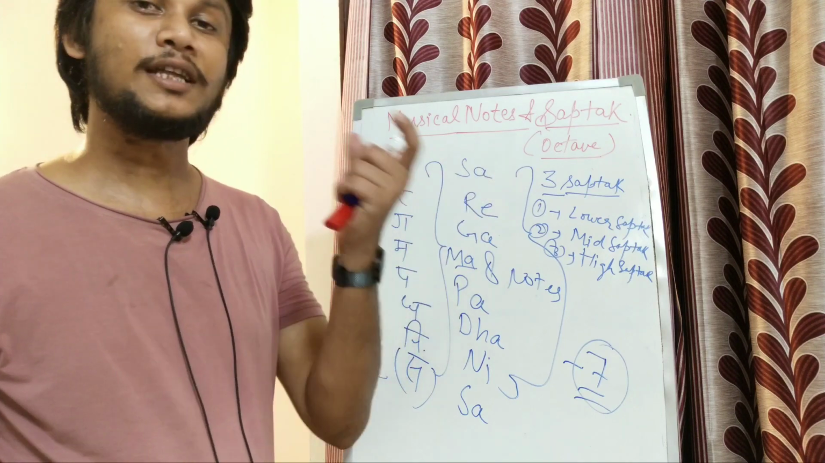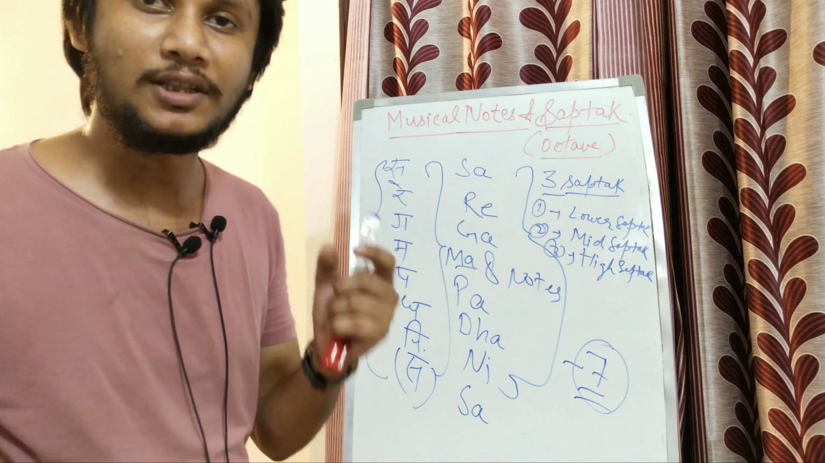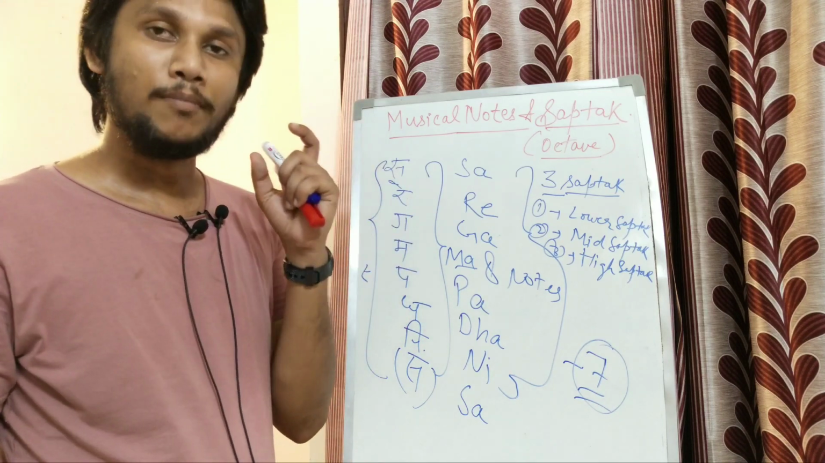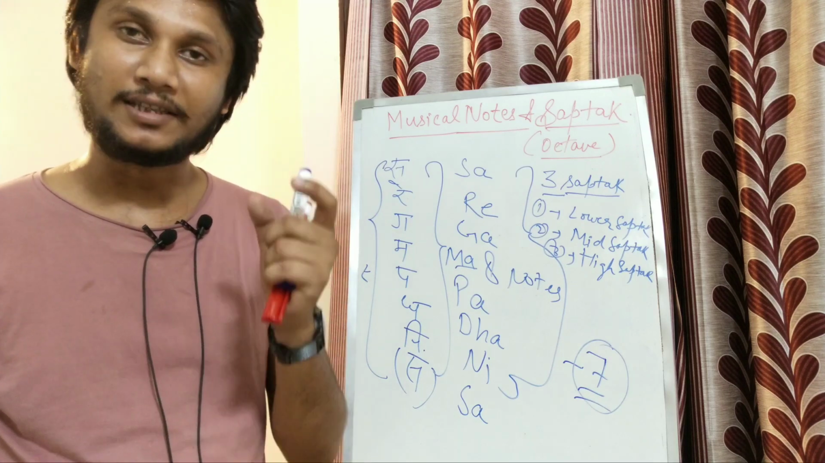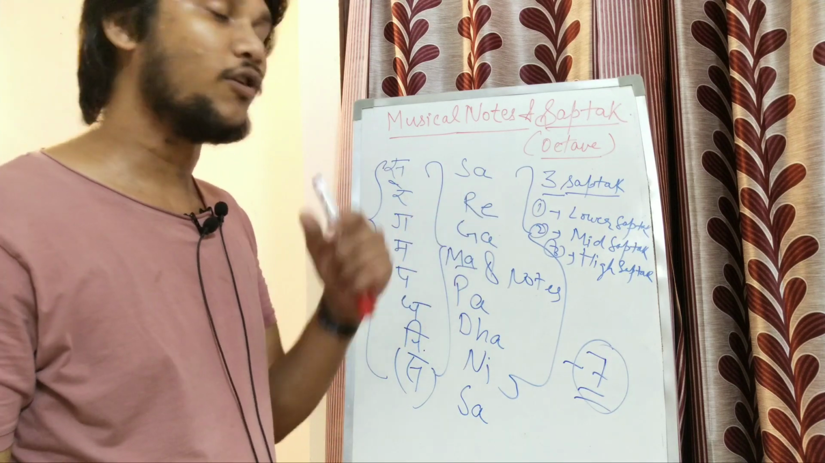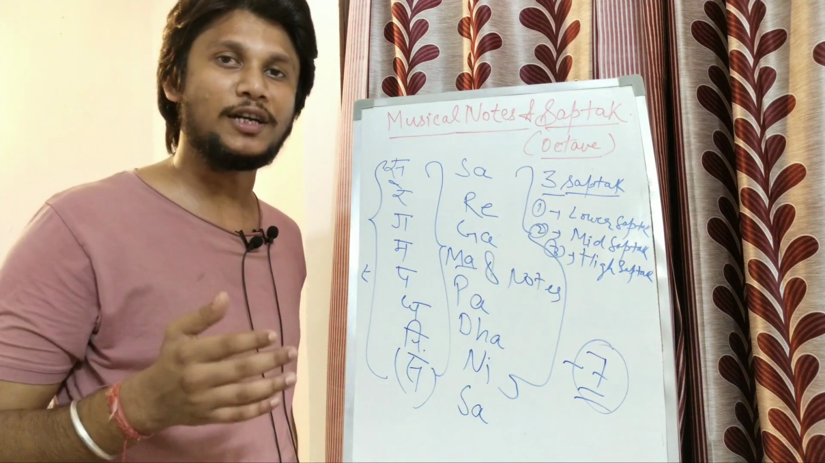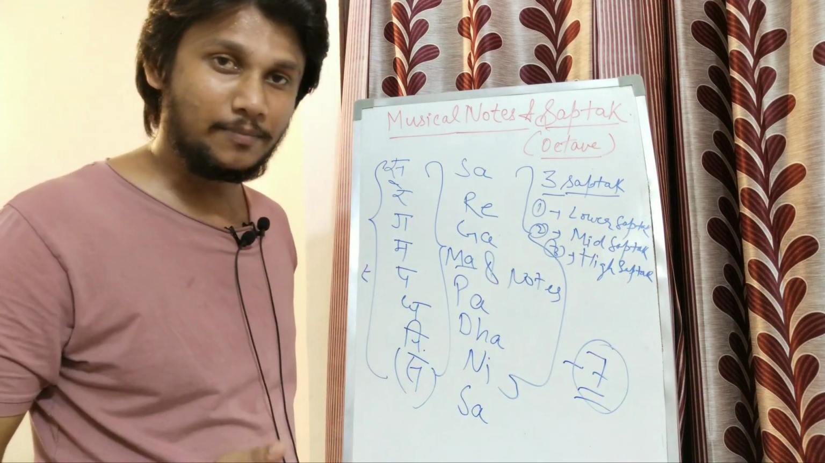First is lower saptak, that we call in Hindi in Indian classical music, mandr saptak. Second is madhya saptak, that is called in English mid saptak, mid octave, and madhya saptak in Indian classical. And third one is high saptak, high octave, that is called tar saptak.